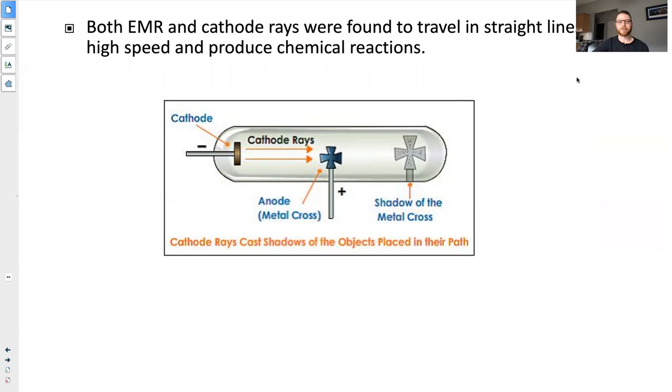So these will travel in straight lines at high speeds, and they will react with things that get in the way, right? So in this image here, we have cathode rays being beamed throughout a cathode ray tube. It interacts with the anode. It's attracted to the metal cross. So those negative cathode rays are going to be attracted by the anode, the positively charged metal cross. And because those electrons will be absorbed by the metal cross, there will be an absence of light, or a shadow, at the end of the cathode ray tube.